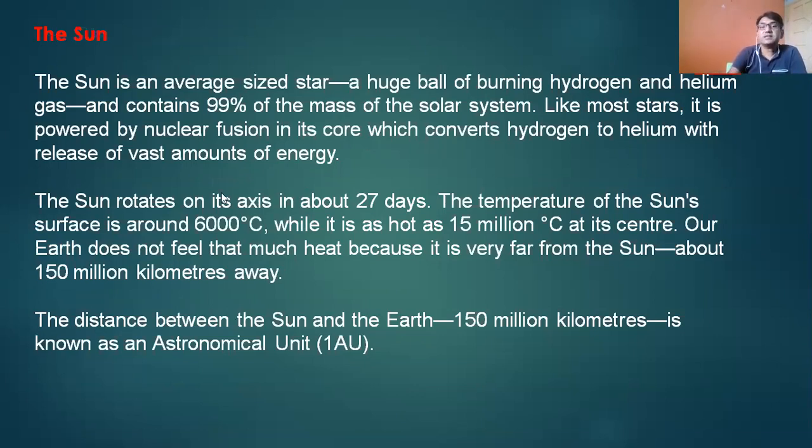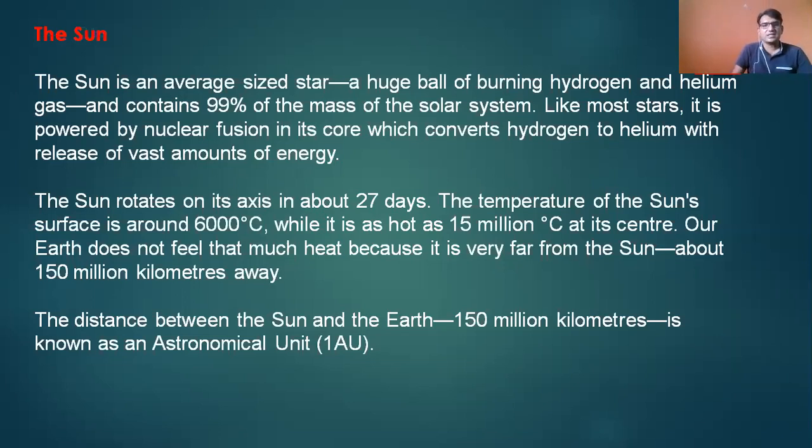The sun rotates on its axis in about 27 days. The sun also rotates. The rotation period of the sun is 27 days. Like the earth rotates, similarly the sun also rotates. The sun is not steady. So the period of rotation of the sun is 27 days.